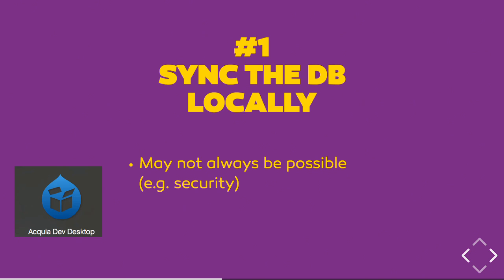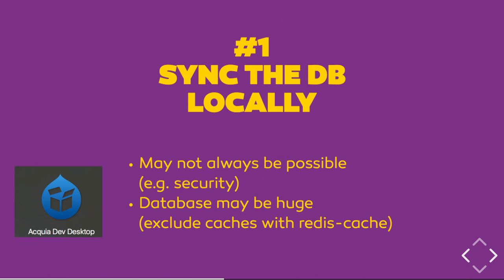This may not always be possible. So we also have situations where we actually are not allowed to have the database on our local machines due to sensitive data. There may be some jump hosts in between, and an automated fetch can also not be possible. Then the database can be huge. If you are not excluding your caches to a different service or something like that, a database of minimum 1 gig is fairly usual. And clearing the database's caches just before pulling something is also not always the best way to do.